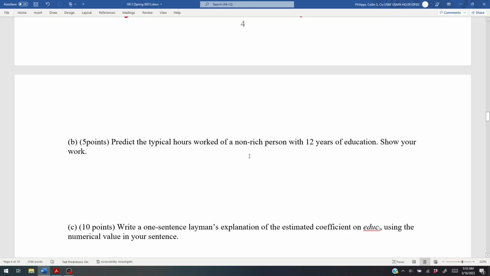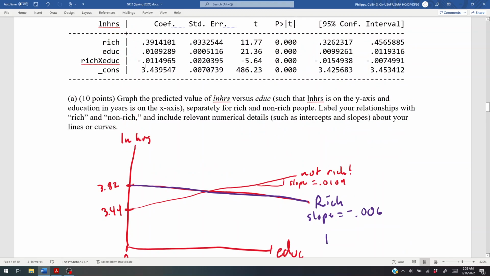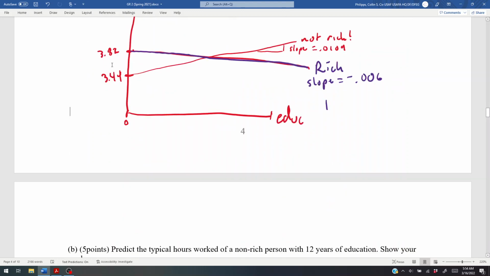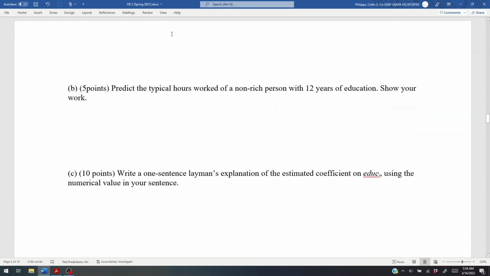Predict the typical hours worked for a non-rich person with 12 years of education. Show your work. Okay, what do we do? You're not rich. Rich is equal to 0, so rich times education is going to be 0. Education, it says 12 years of education, so I've got education times 12. My constant is 3.44. So L in hours is equal to 3.44 plus 0.0109 times education, which is 12 in this case.